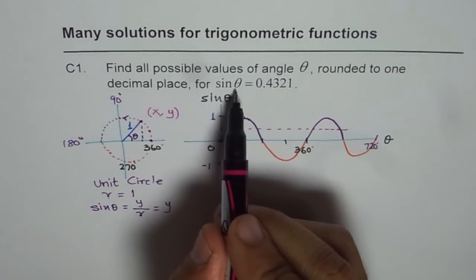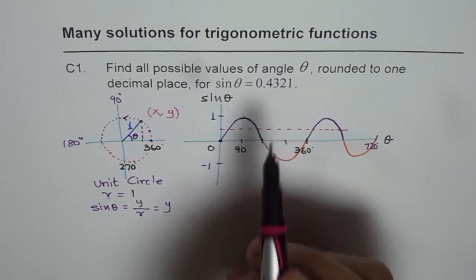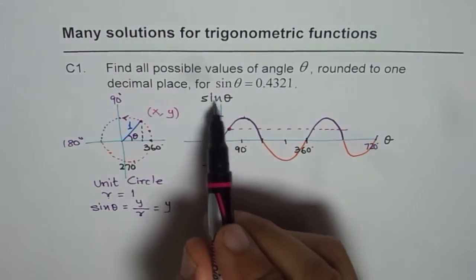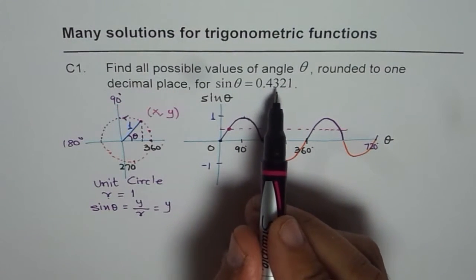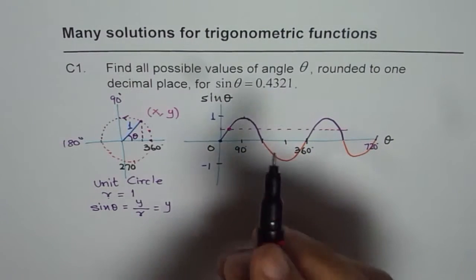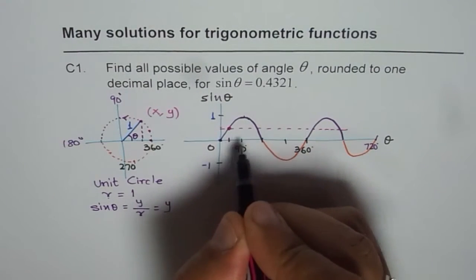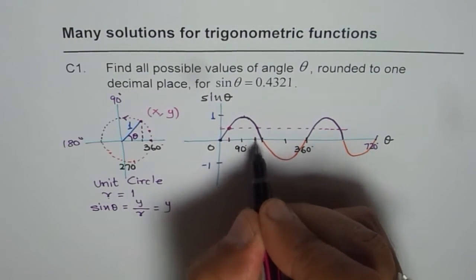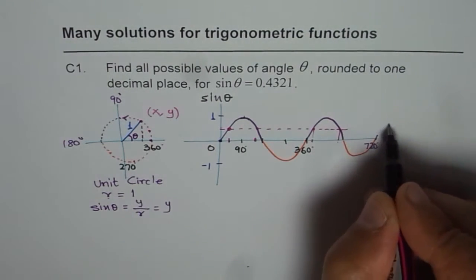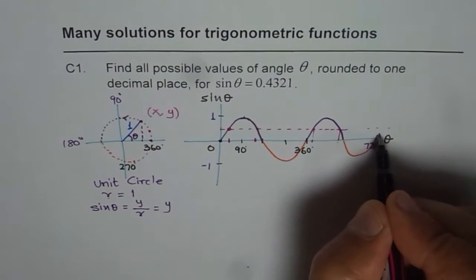So when we say sine theta equals 0.4321, we are looking for this point. At this point, the value of sine theta is 0.4321, and the question is to find possible values of theta. So the possible values of theta are these, right? 1, 2. Likewise, we get so many values of theta. The cycle moves on and on, right?